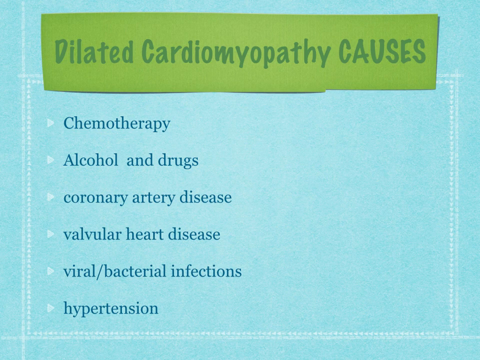There is a third kind of cardiomyopathy. It is dilated cardiomyopathy. The causes are chemotherapy, alcohol and drugs, CAD (coronary artery disease), valvular heart disease, viral and bacterial infections, and hypertension. Now, chemotherapy presents some toxic effects, and these toxic effects of the drugs act on the myocardial cells, which will dilate the ventricles so that they cannot contract properly.